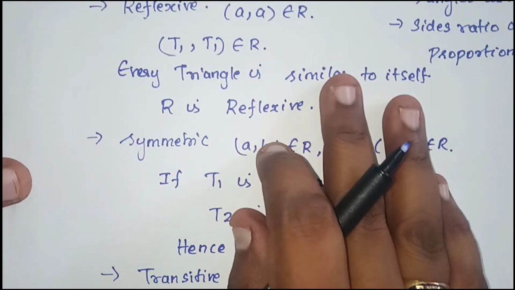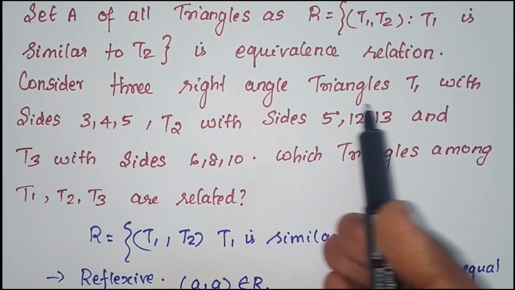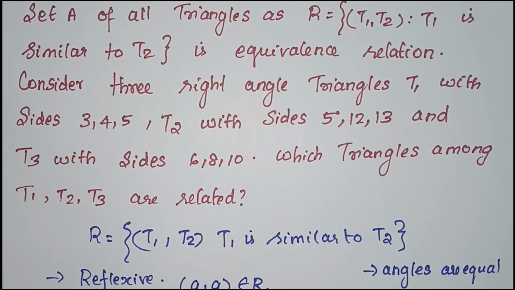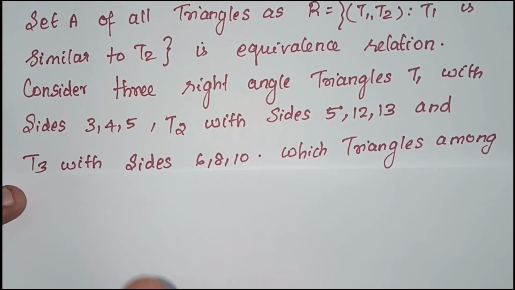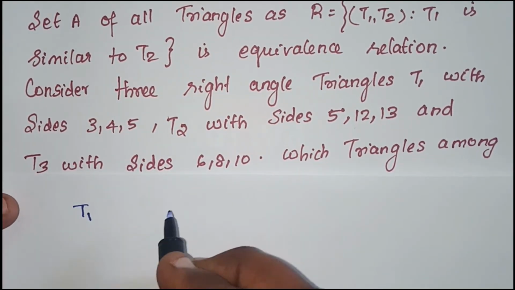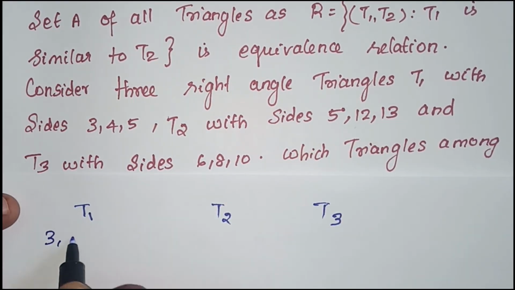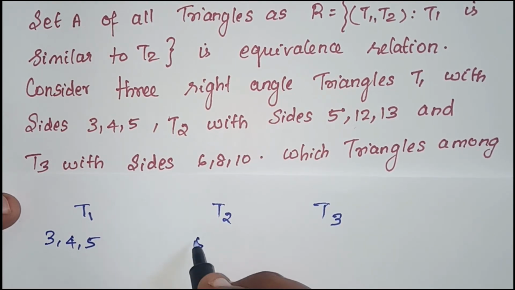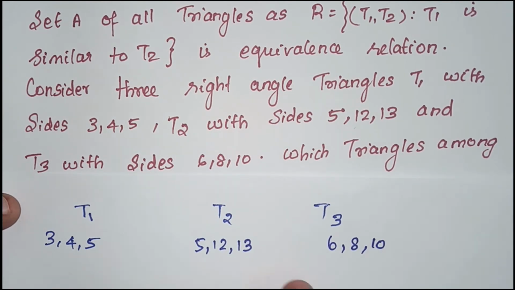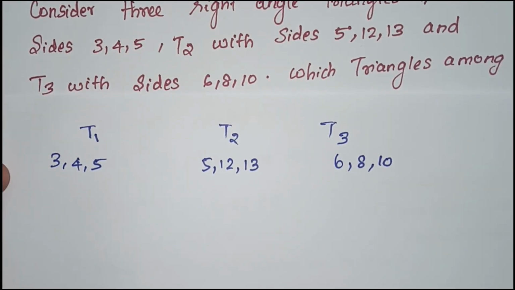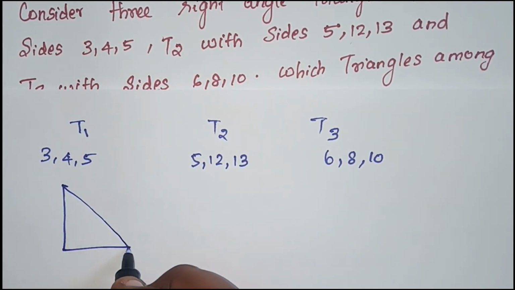Okay, so we completed the first part in this 12th question. Next we need to consider the three right angle triangles. So first one T1, T2, T3. T1 has sides 3, 4 and 5. T2 has 5, 12 and 13. T3 has 6, 8 and 10. So these three triangles are right angle triangles.